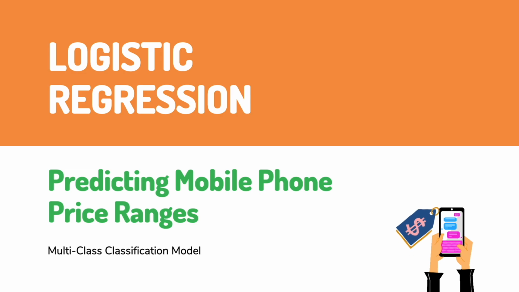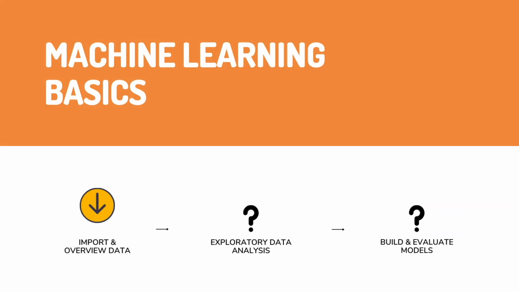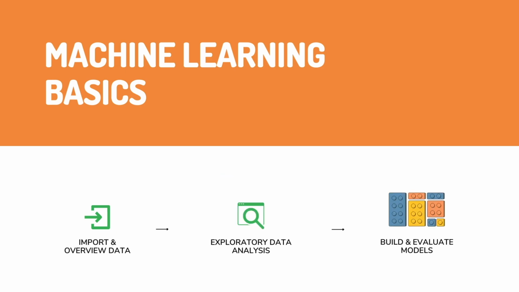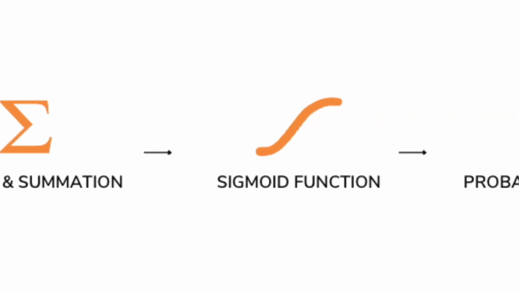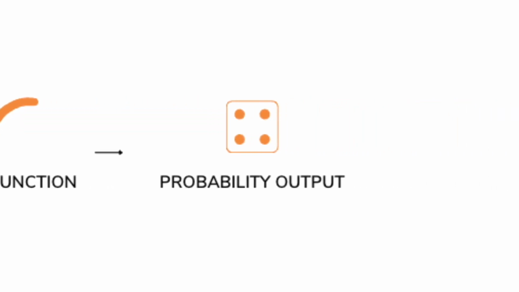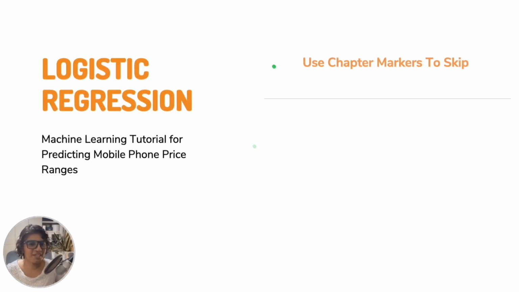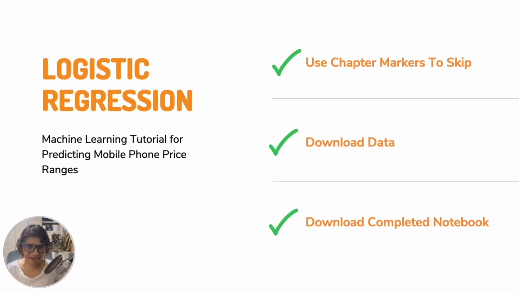their price range. We'll cover basics such as importing and overviewing data, analyzing data using univariate and multivariate methods, understanding insights from EDA, building and evaluating models. We'll get a practical understanding of how logistic regression works and different methods for model evaluation. Feel free to use the chapter markers to skip around. That said, let's get started.